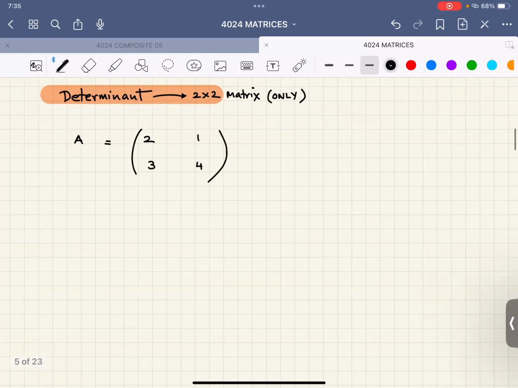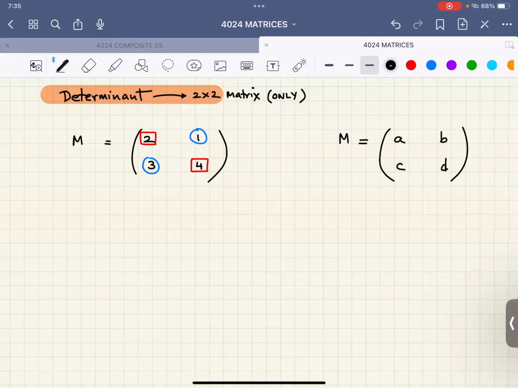Now, if we talk about this and this, and then let me talk about this and this. Actually, let me label it as the letter M. And let me write M as A, B, C, and D. Now, in place of A, I have 2. In place of D, I have 4. In place of B, I have 1. In place of C, I have 3.